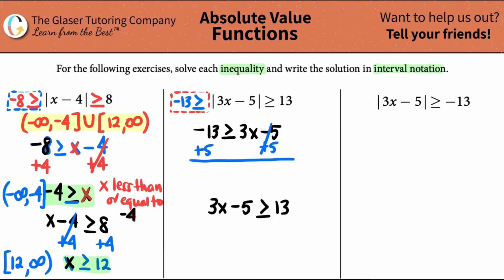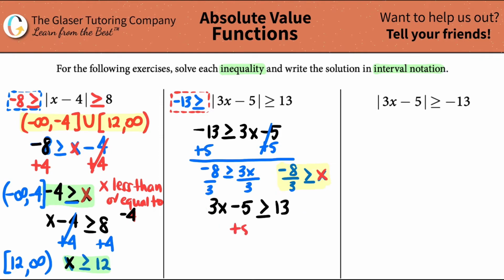-13 plus 5 is 8, 9, 10, 11, 12, 13. Yep, 8. So -8 is greater than or equal to 3x. Divide by 3. Divide by 3. We get -8 over 3 has to be greater than or equal to x. And if we put it in terms of x, we will say that x is less than or equal to -8 over 3. Okay, so keep in mind, x in this state can be any number less than -8 over 3. Now let's see what the second one says.